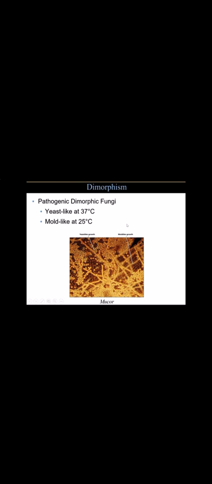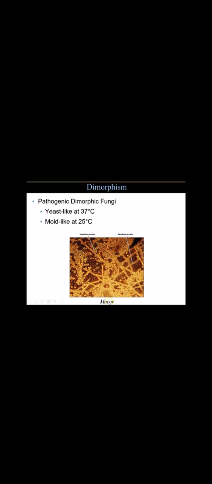Also, some fungi, not all of them, are dimorphic. Dimorphism refers to the fact that some fungi, including some of them that are pathogenic, not all pathogenic, but some that are also pathogenic, are dimorphic, meaning that they can exist in two forms, both in form of mold and in form of yeast.